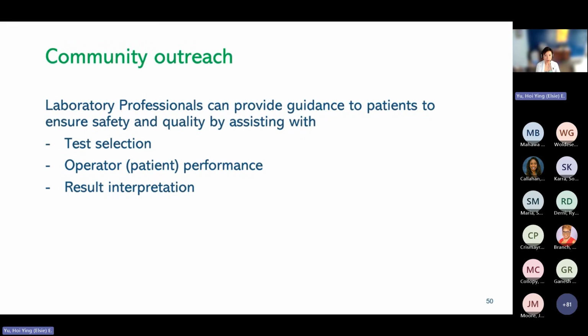So I really think as lab professionals, we can do more than what we have been doing. I think we need to start thinking about our consumers, patients as our partner and provide more guidance to them to ensure safety and quality by assisting them with the test selection and how to use the test as well as results interpretation.